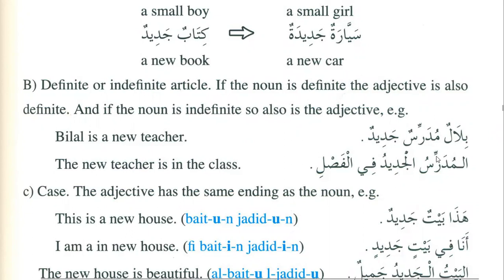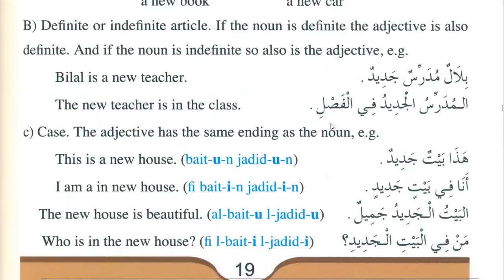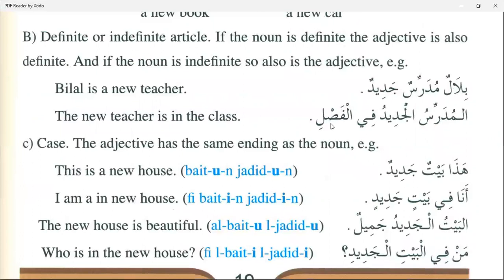So if mudarrisu, it should be jadidu like that. Yes, if the Manut has alif lam, then the Naat must have alif lam. If the Manut does not have alif lam, then the Naat must not have alif lam. Okay. And then C.